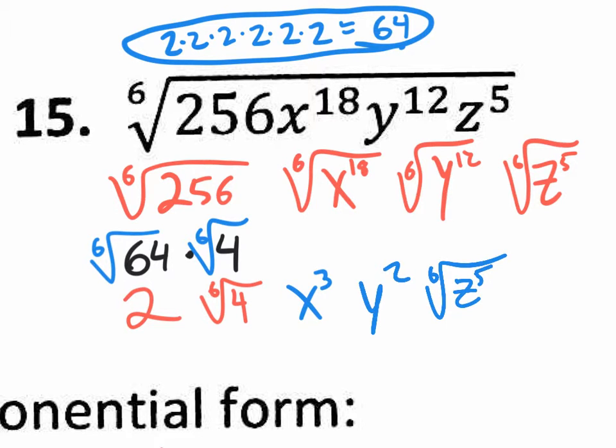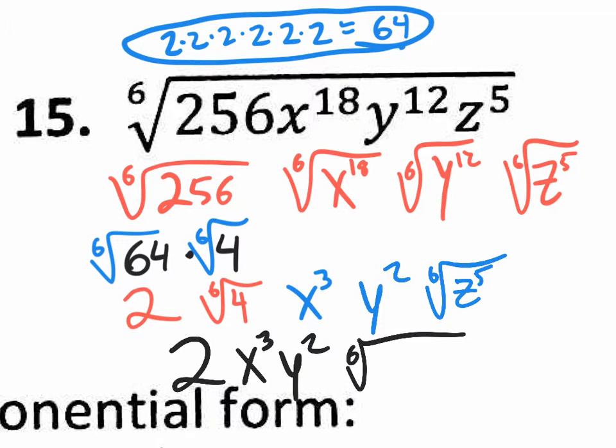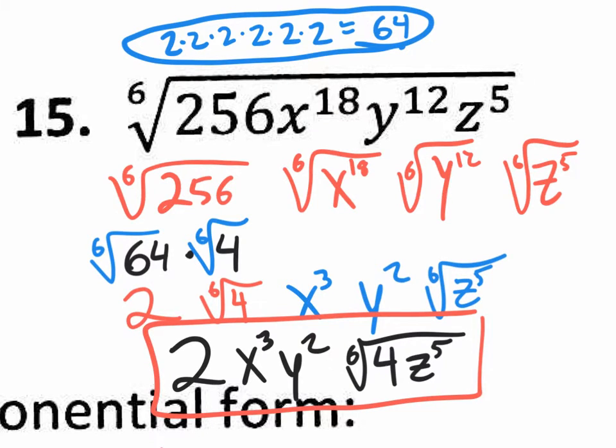That's your answer. Just rearrange it. 2 out in front. Then we have the x to the 3rd, the y to the 2nd, and at the very end we put both radicals together underneath one radical, 4z to the 5th. That's your answer, guys, right there. That's as hard as it gets.